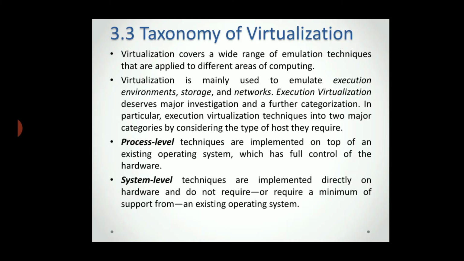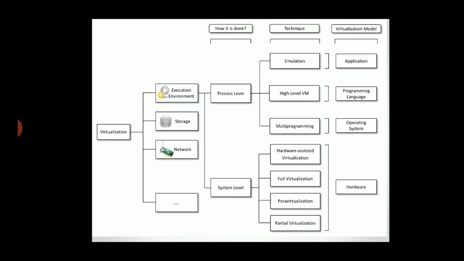In particular, we can divide these execution virtualization techniques into two major categories. Those are process level and system level. Process level techniques are implemented on top of an existing operating system which has full control of the hardware, whereas system level techniques are implemented directly on hardware and do not require a minimum support from an existing operating system. Within these two categories, we can list various techniques that offer the guest a different type of virtual computation environment, like bare hardware, operating system resources, low level programming language, and application libraries.